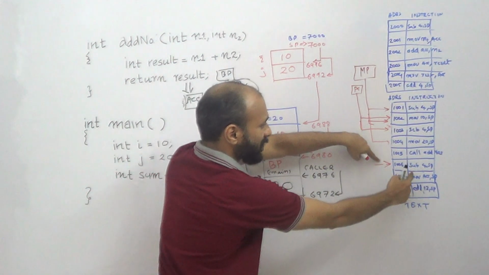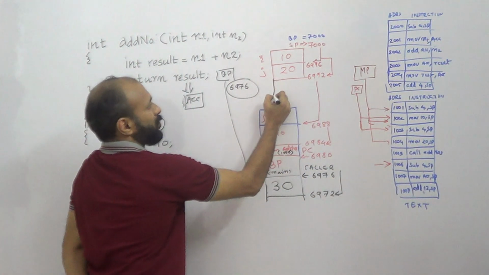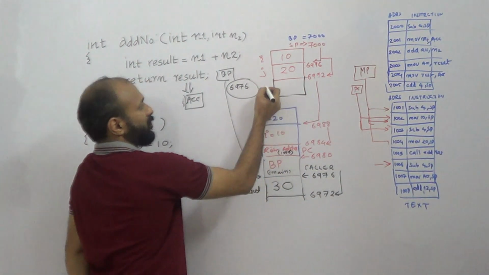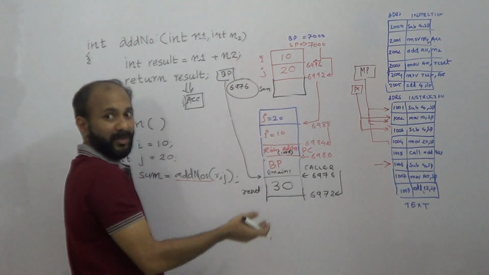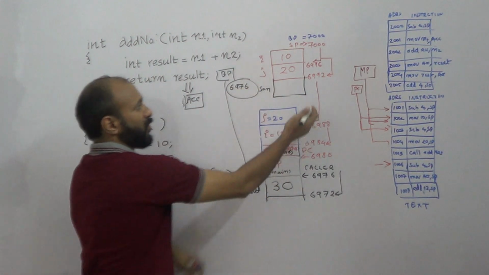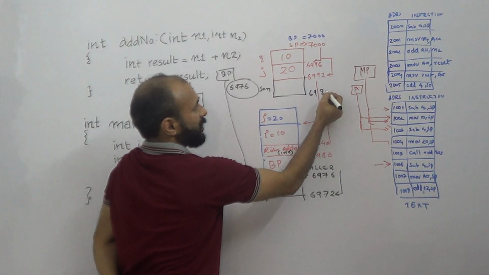What is available here? Subtract 4 from the stack pointer. This is for sum. Now the stack pointer has moved. Now this will be 6988.